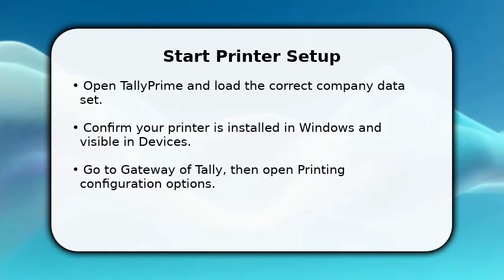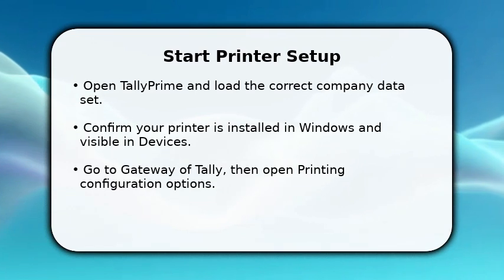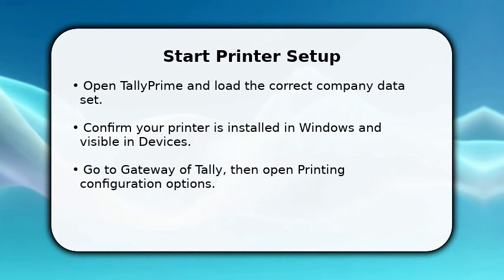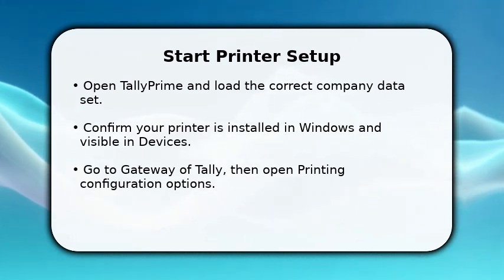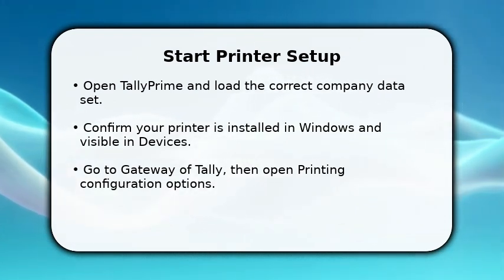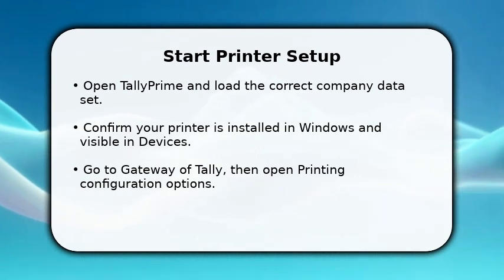Enjoy the video. You start by loading the company in Tally Prime, and verifying the Windows printer is installed. This avoids surprises later. Once done, go to Gateway of Tally and open the printing configuration. This is where you select the physical printer and default paper size.